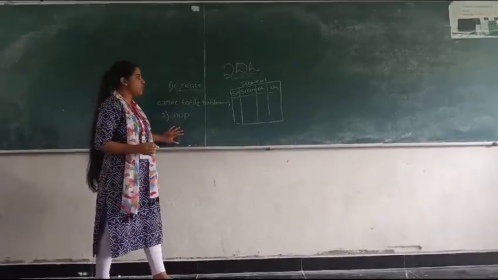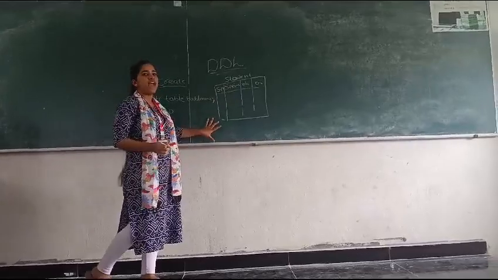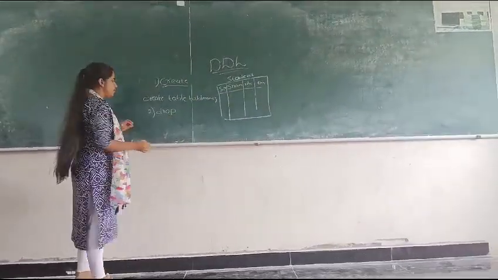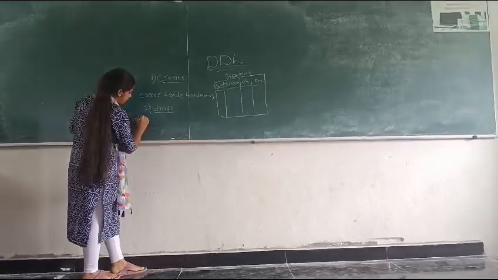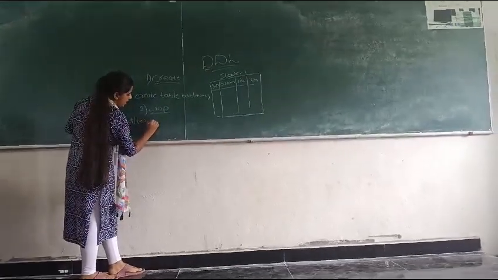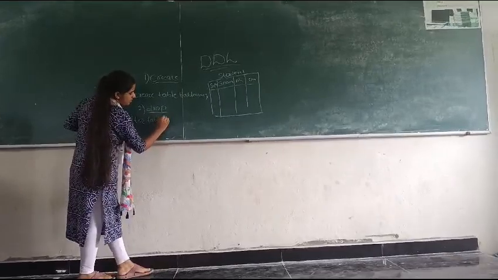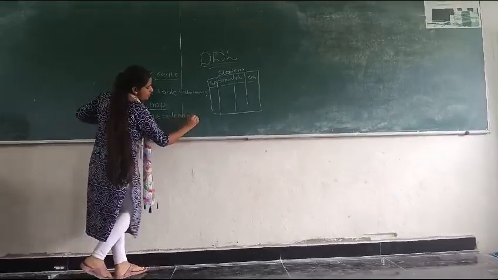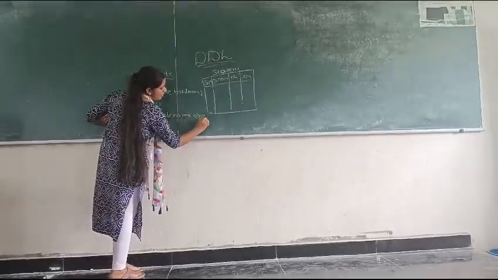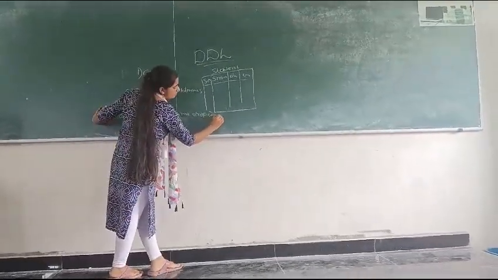And the second command is drop. Drop is used to delete the whole table as well as the data. So the command for this is: alter table name and drop column name.